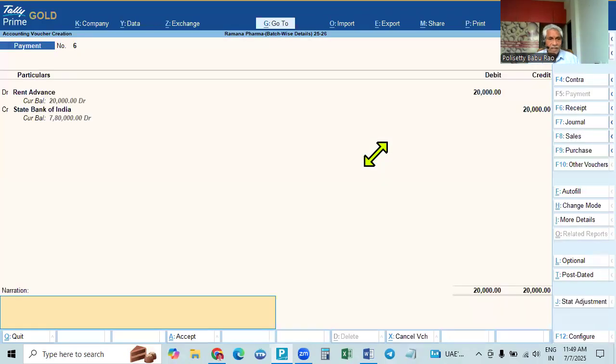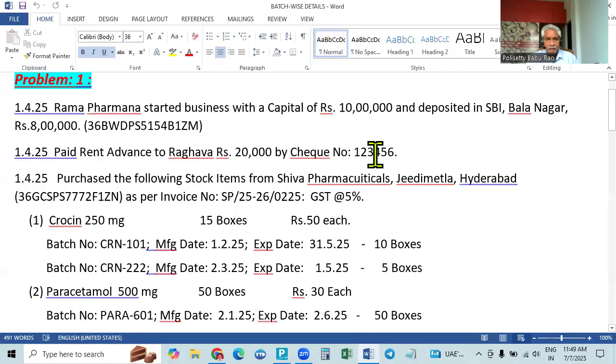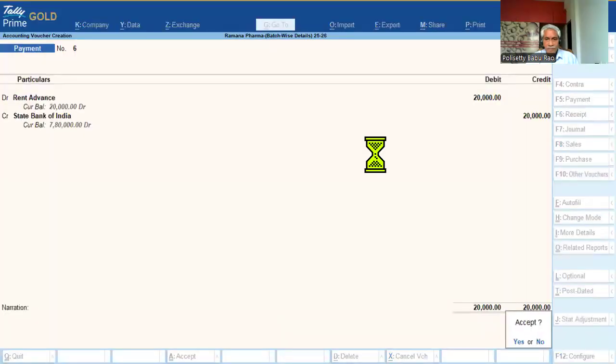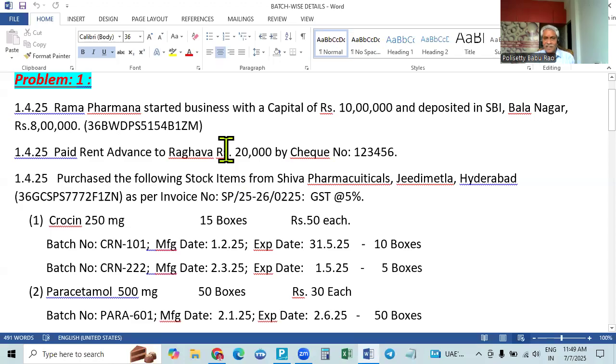So being rent advance paid, that's all. That's over. So up to this is related to other transactions.